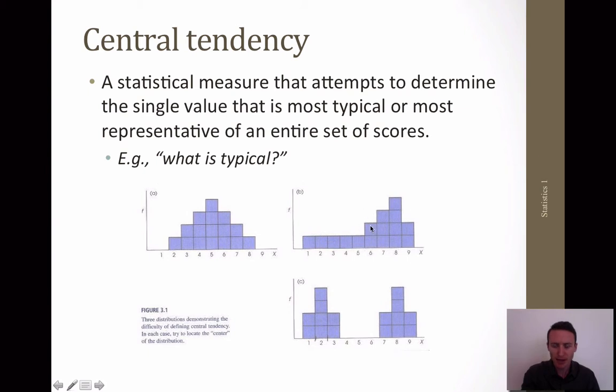On the other hand, in this second distribution, clearly what is typical is a higher score, somewhere closer to 7 or 8. And then finally, in this third distribution, there are sort of two more common values, 2 and 8. There are two piles of scores. So what's important to note here is that these are three very different distributions, and what is typical is different in all three of them.